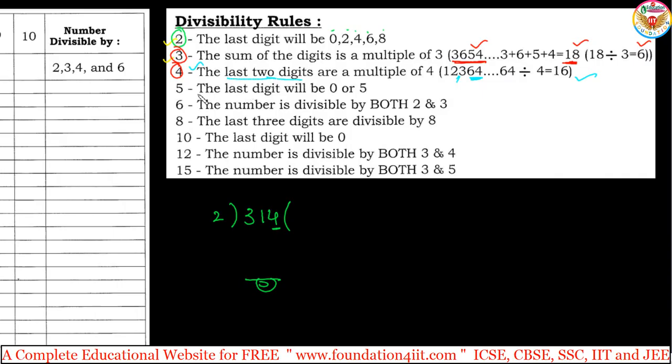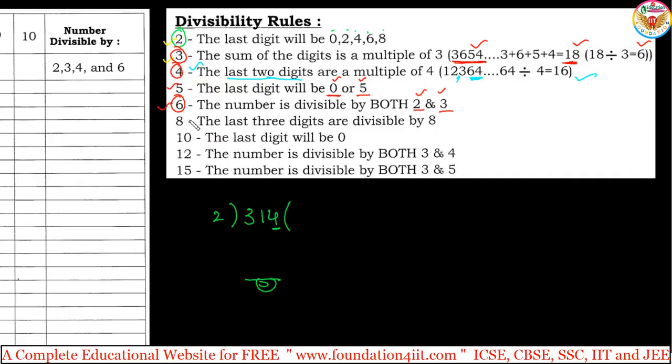Next, the rule for 5: the last digit is either 0 or 5, because in the 5 table, 5 times 1 is 5, 5 times 2 is 10, 5 times 3 is 15. Only 0 and 5 come in the units place. So if the last digit is 0 or 5, it is divisible by 5. Next, the rule for 6: 6 is 2 times 3, so the rules for both 2 and 3 must be satisfied. If the number is divisible by both 2 and 3, then it is divisible by 6.